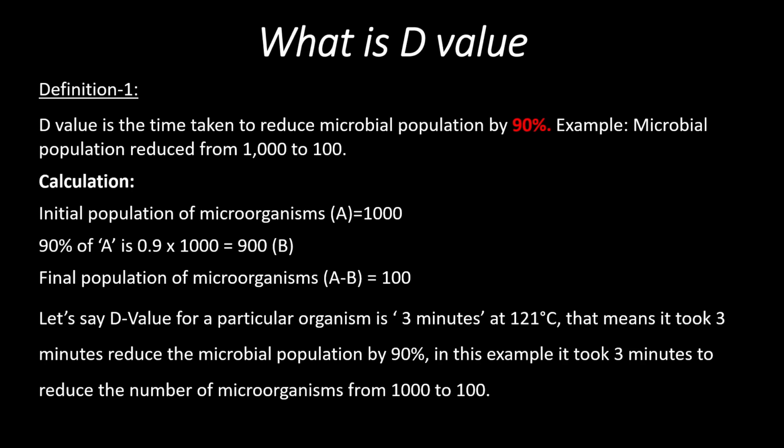So how long did it take to kill 900 organisms? 3 minutes. So the D-value is 3 minutes, because it took 3 minutes to kill 90% of the population, which is equivalent to 900 organisms in this example. Understood?